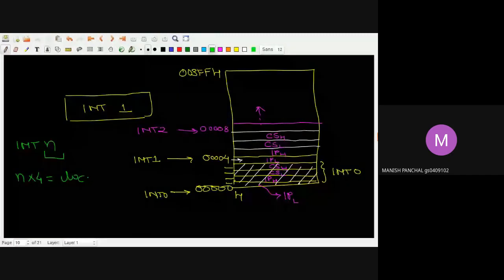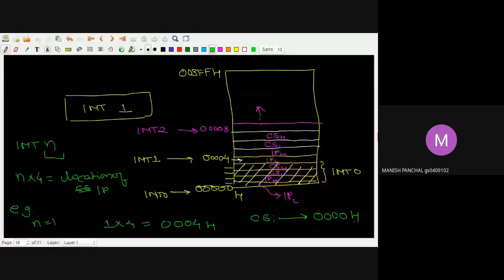We can take one example. For example, if the n value is equal to 1, I will get 1 into 4. So this will say I am getting the value of the code segment is 00. Oh, not the code segment. This will be the value of the IP segment. So this value of the IP segment will be 004. Okay. And assume that the code segment, because the interrupt always starts from 00, so the code segment has the value of 00H. You can do it for any interrupt. You can try it.